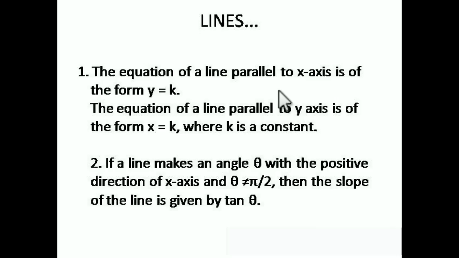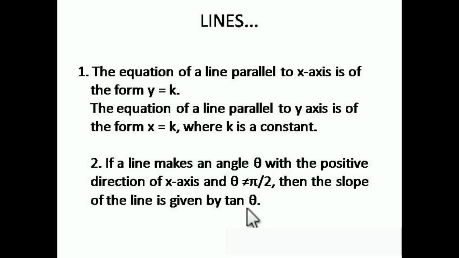Now in the previous lecture I told you that if a line makes an angle theta with the positive x-axis, then the value of the slope is tan theta. The same thing is written here. If a line makes an angle theta with the positive direction of the x-axis and theta is not equal to pi by 2. Why? Because if theta is equal to pi by 2, then tan theta is infinite. That's why the slope of the perpendicular line is infinite, that means it's undefined. And if theta is not equal to pi by 2, then the slope of the line is given by tan theta. Okay, this is the basic thing.